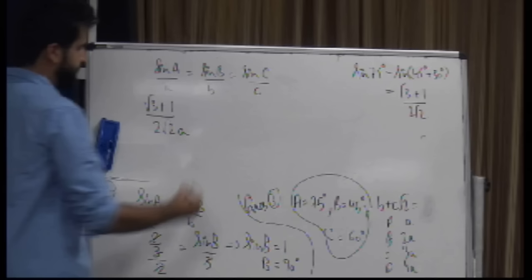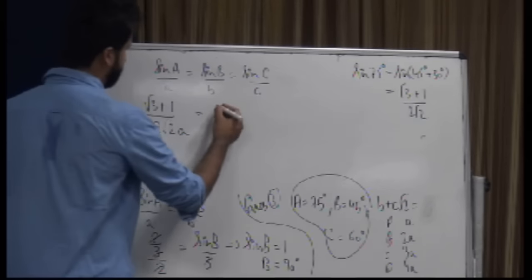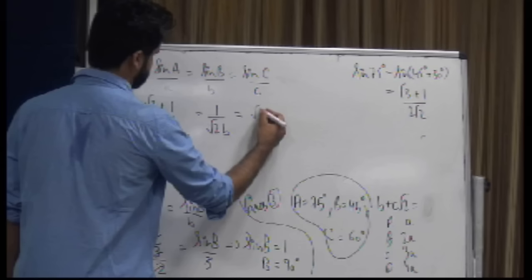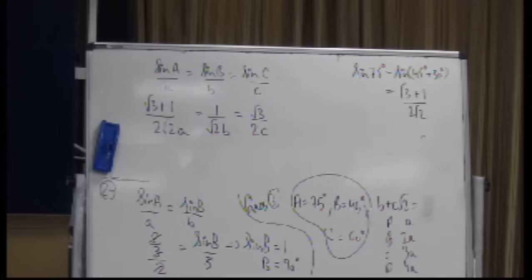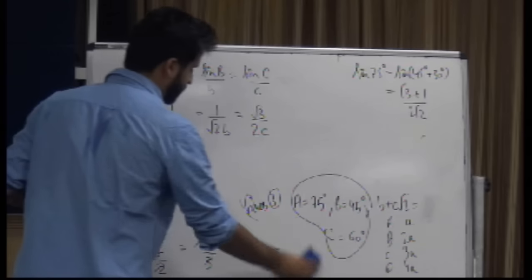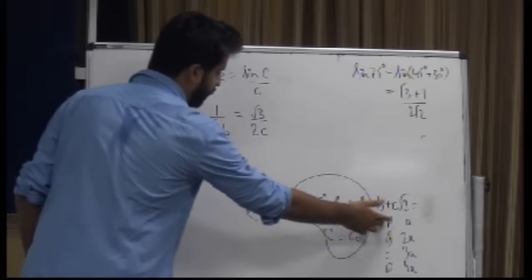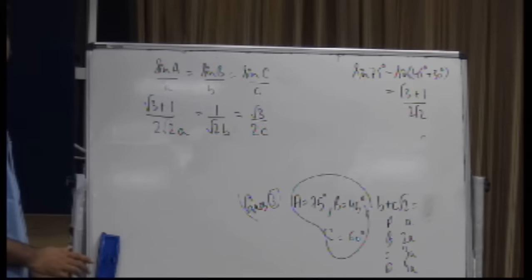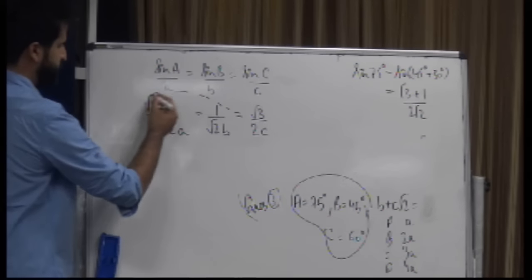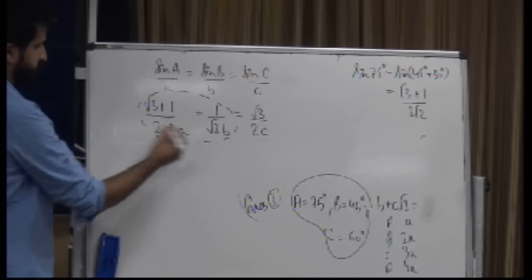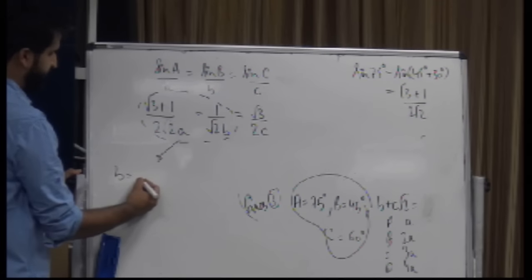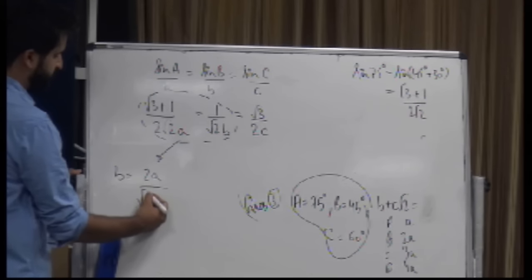Sine A is equal to root 3 plus 1 upon 2 root 2. What is the value of sine B? This is 1 by root 2. Now you can see in the answer, we are getting terms only in terms of A. So let's try to convert B in terms of A, C in terms of A. What is B in terms of A? Just compare these two. By comparing these two, I get B is equal to 2a upon root 3 plus 1.